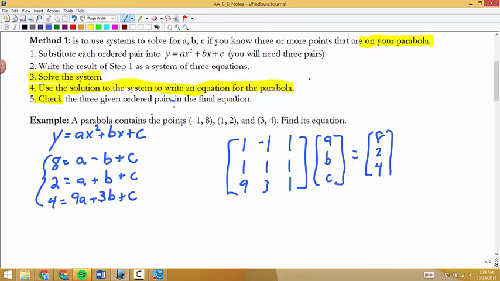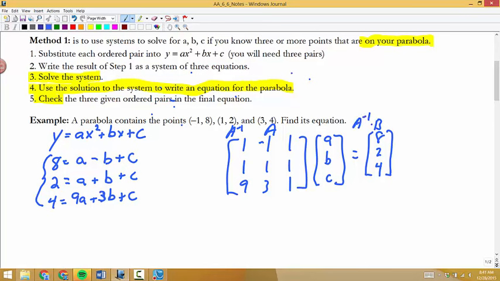Now I can use my calculator to solve that for A, B, and C. I'll label my coefficient matrix as A, my answer matrix as B, then I need to multiply each side by A inverse.